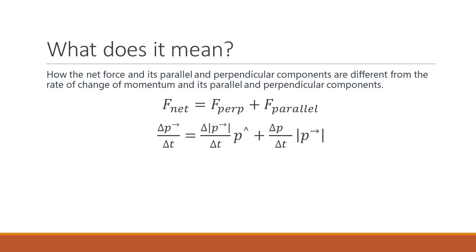Fnet parallel equals forces in the parallel direction. Fnet perpendicular means forces in the perpendicular direction. The rate of change of momentum parallel equals change in speed, and the rate of change of momentum perpendicular equals change in direction. So while they may be equal in values, they represent different things.